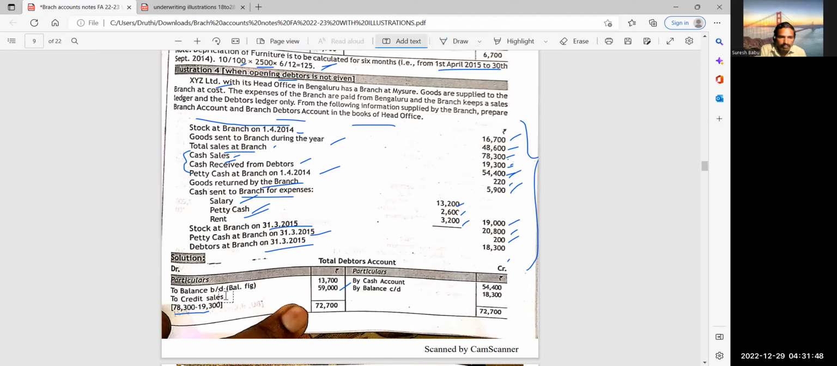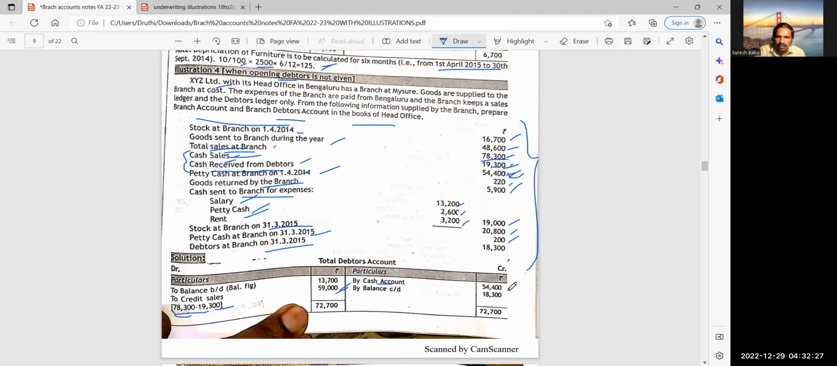See, this one. Sorry. One minute, let me underline. See, total sales 78,300. Cash sales, 19,300. Correct? So the difference is 59,000, which is the credit sales. Cash received from debtors is 54,400.